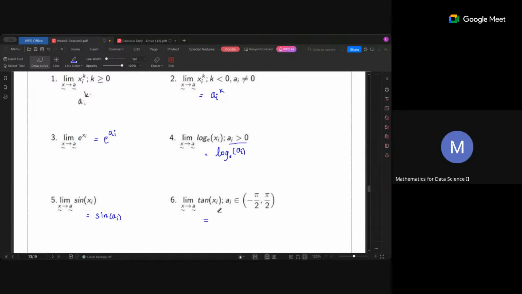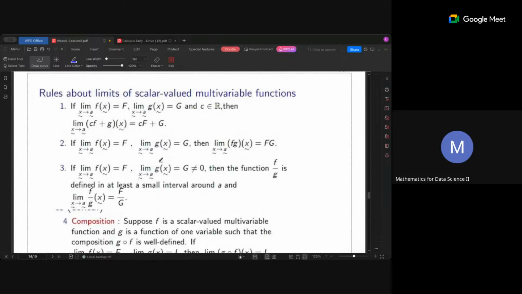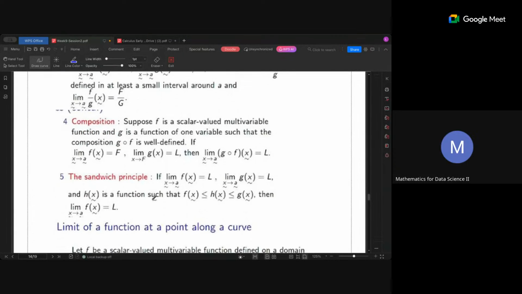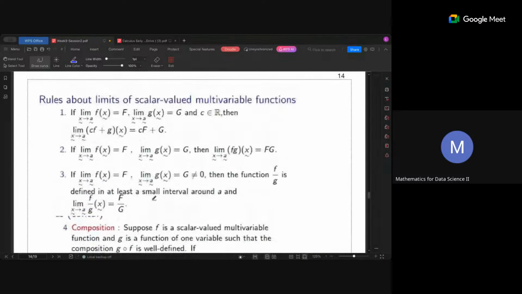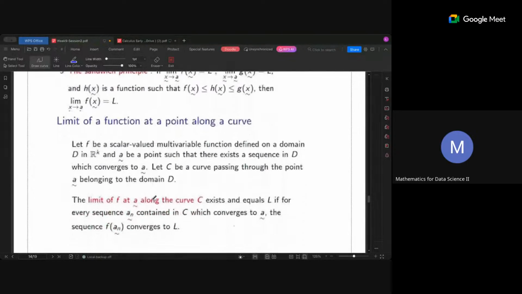And here what's the answer? See, here a_i is between minus pi by 2 and pi by 2, so it is not taking the value pi by 2. So here it is tan of a_i. Okay. So some general limit rules. I guess you already know these limit rules. Whatever you have seen for real functions, similar rules apply here as well: composition and the sandwich principle. All of this applies to multivariable functions also.